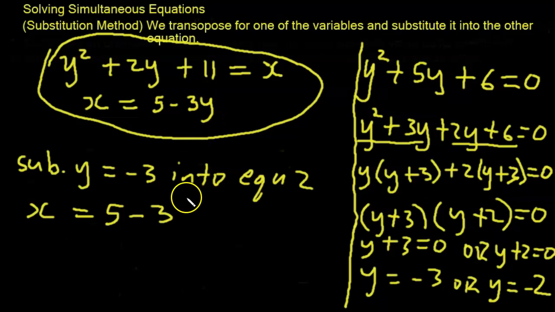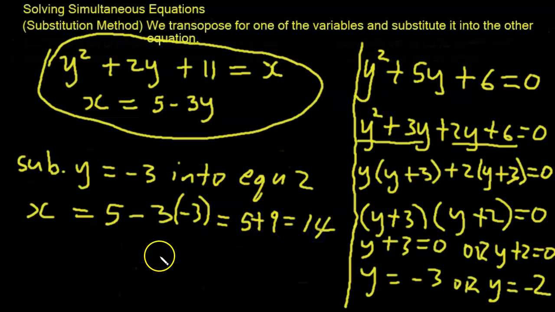So minus 3y becomes minus 3 times minus 3. And what's minus 3 times minus 3? Positive 6. Positive 9, sorry. So x is 14.